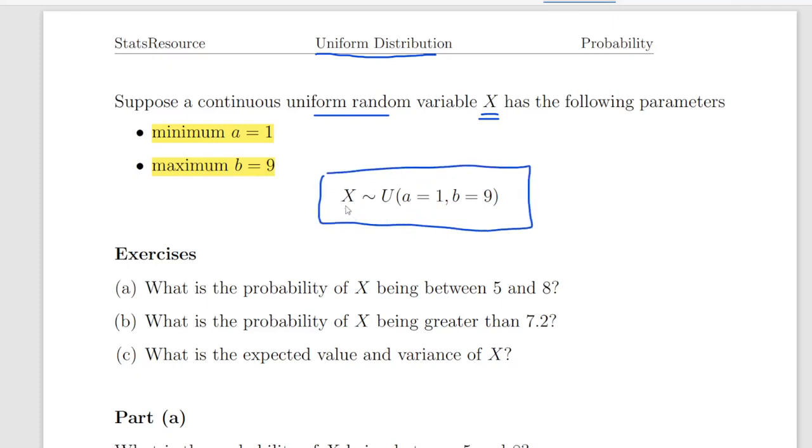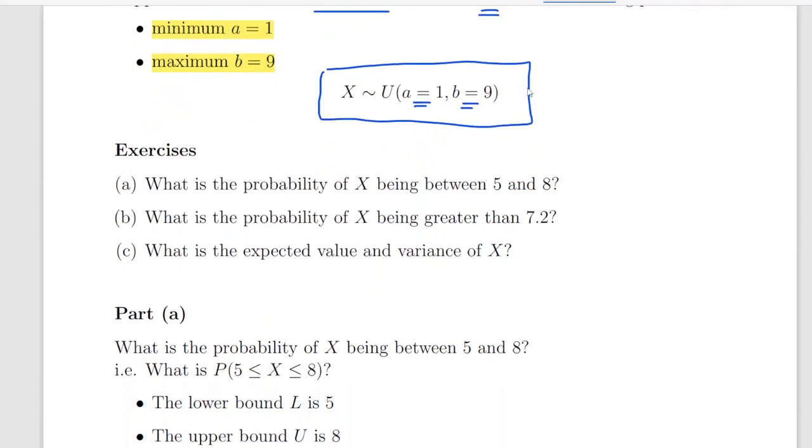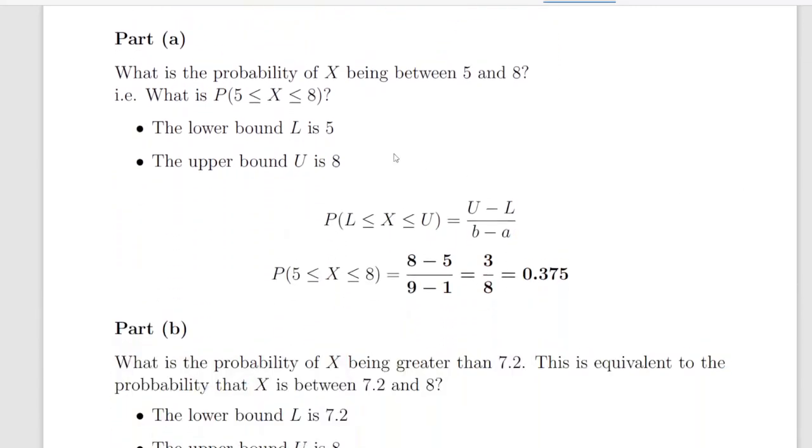Anyway, what we could say is x is a uniform random variable with parameter a, which is the lower bound, here equal to 1, and the upper bound b equal to 9. So a and b are the lower and upper bounds. So what is the probability of x being between 5 and 8? What is the probability of x being greater than 7.2? And what is the expected value of x and the variance of x? So part A, what is the probability of x being between 5 and 8? So essentially it's this interval here. Okay. So what is the probability of x being between 5 and 8?